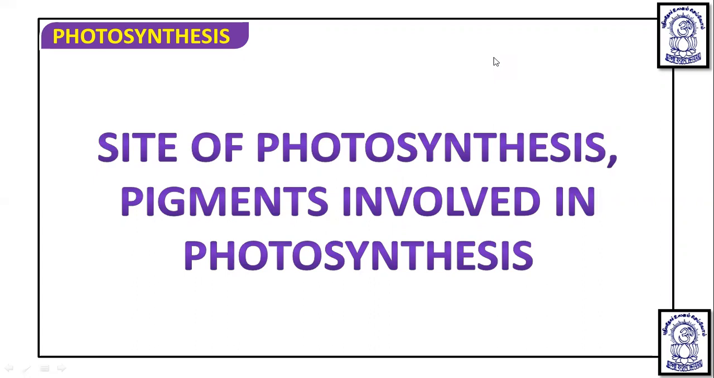But before that, we have to discuss where photosynthesis takes place, that is the site of photosynthesis, and what machinery is required for photosynthesis, that is the special pigments. The pigments are required here. So where these pigments are located and which pigments are involved, we have to discuss here.